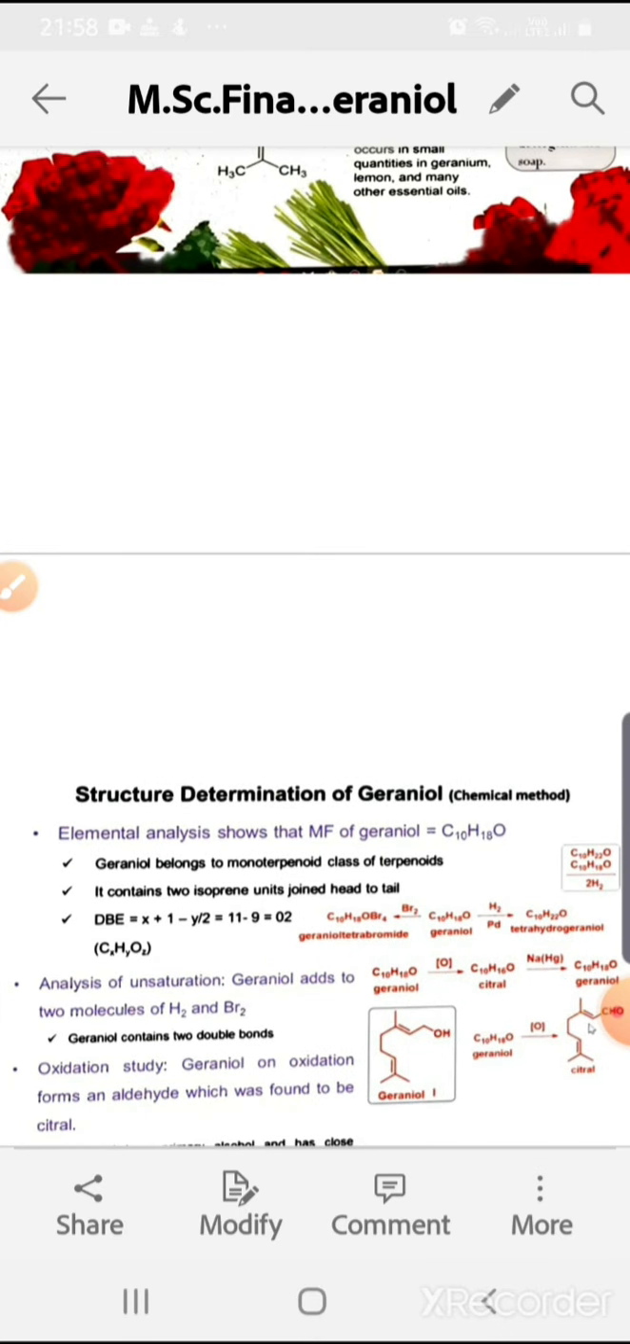Let us discuss the structure determination of geraniol. This is based on the chemical method of analysis. The first step is isolation of geraniol in very pure form. After the isolation, it is subjected to various chemical reactions. From these chemical reactions, we have reached the structure of geraniol.